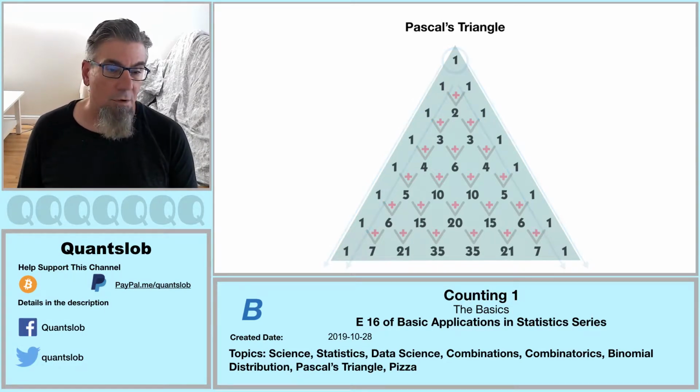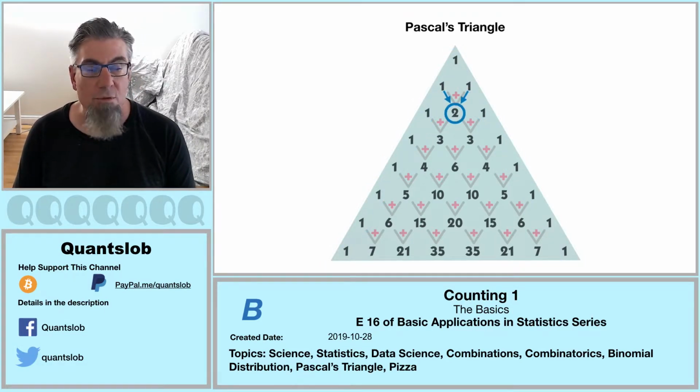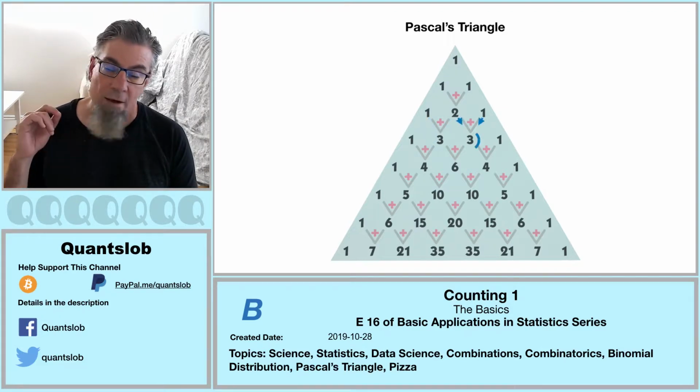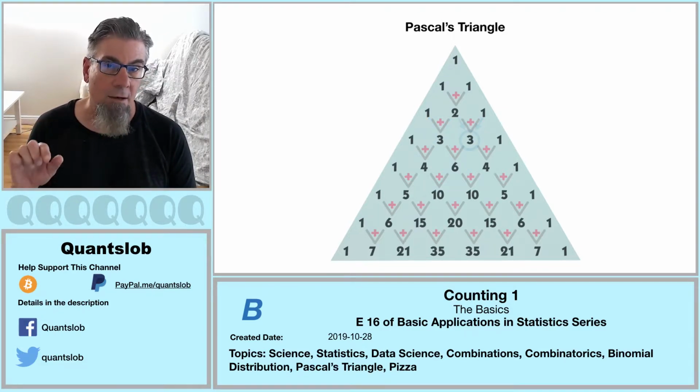Notice the 2 here near the top. This value is simply the result of adding the 2 numbers above it, the 2 1s. And this simple pattern holds for all of the non-edge numbers. We have 3 is the result of adding 2 to 1, and 3 plus 3 is 6, and so on.